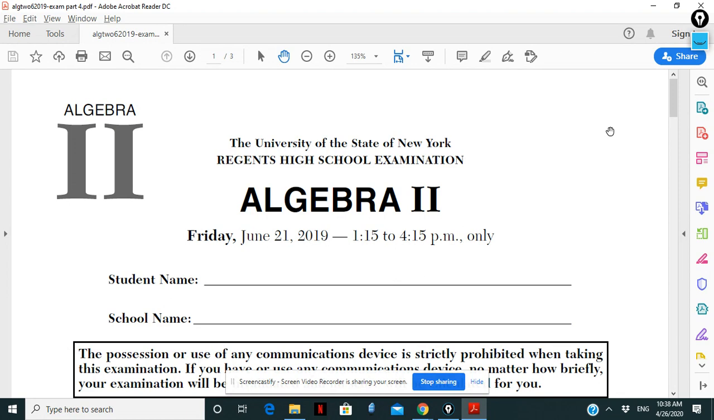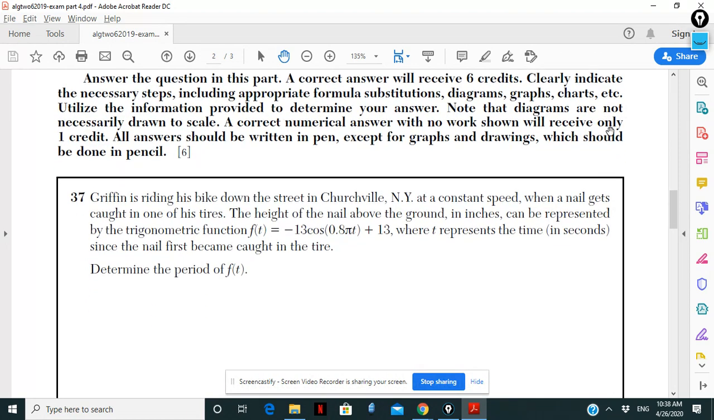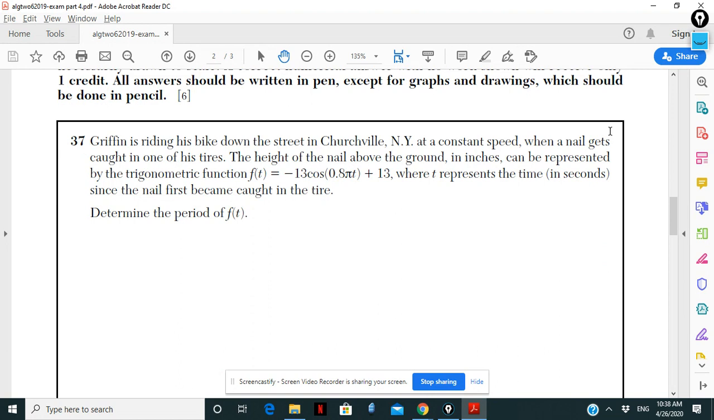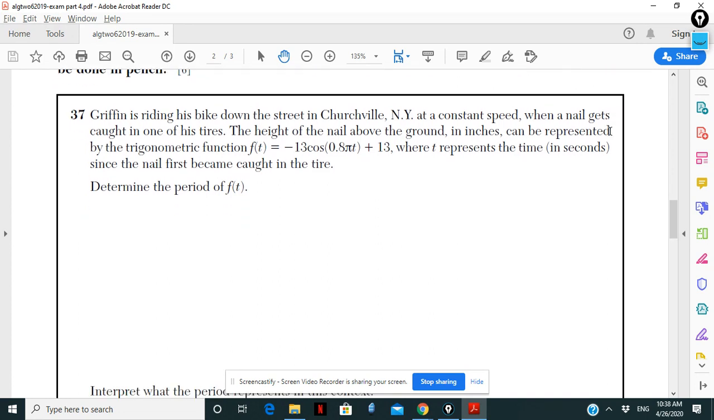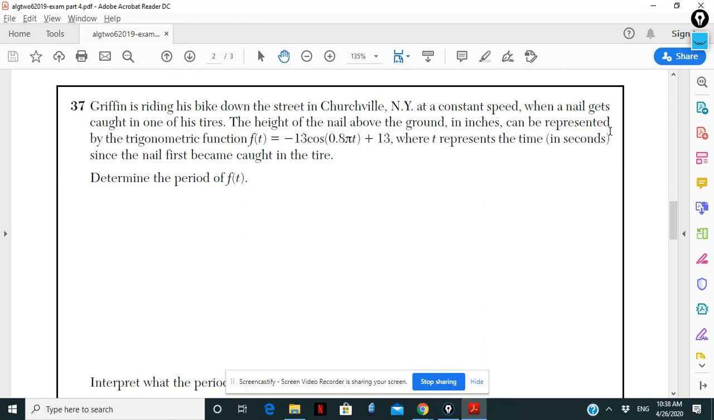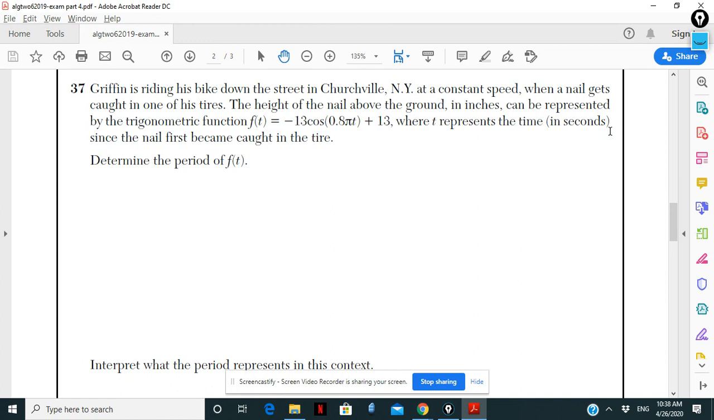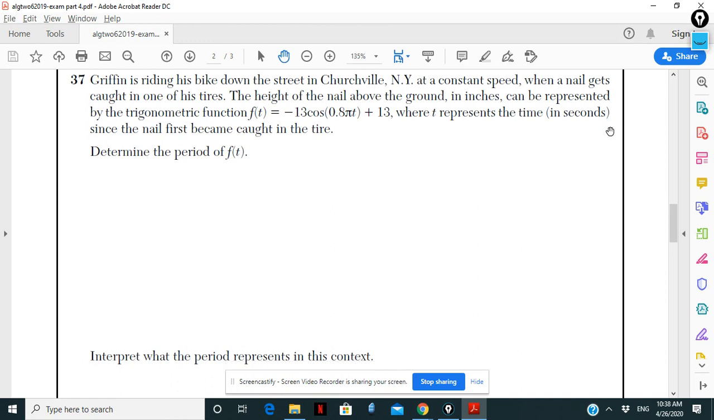That's the sixth-grade question, the last part, number 4. Griffin is riding his bike down the street in Churchville, New York, at a constant speed. When a nail gets caught in one of his tires, the height of the nail above the ground in inches can be represented by the trigonometric function f(t) = -13 cos(0.8πt) + 30, where t represents the time in seconds since the nail first became caught in the tire.